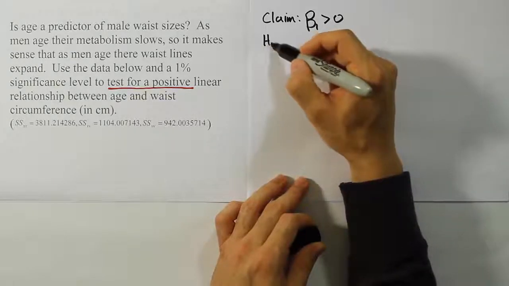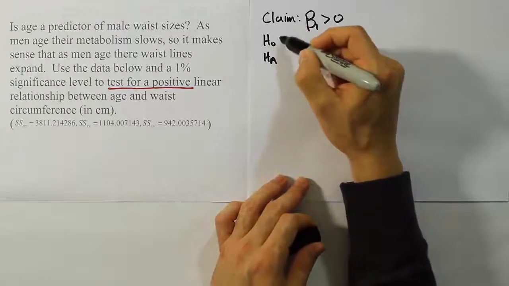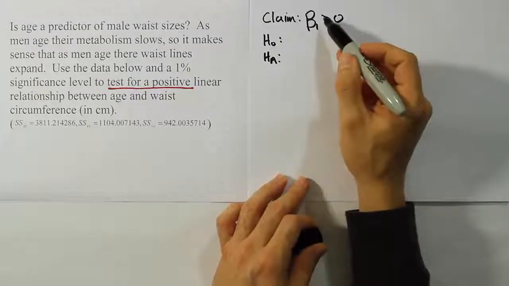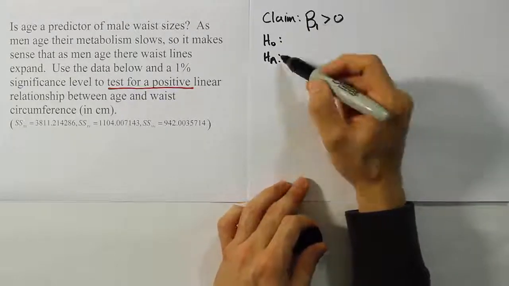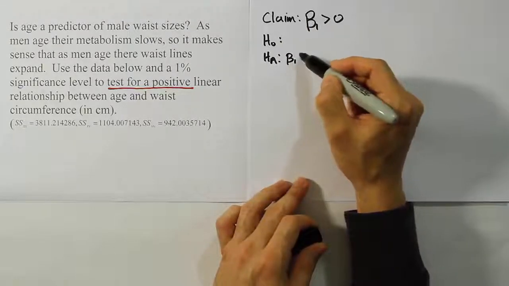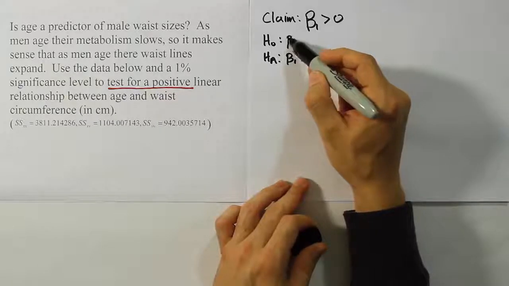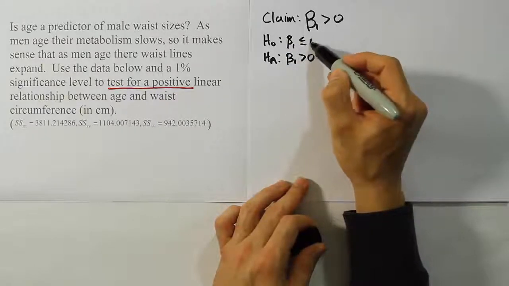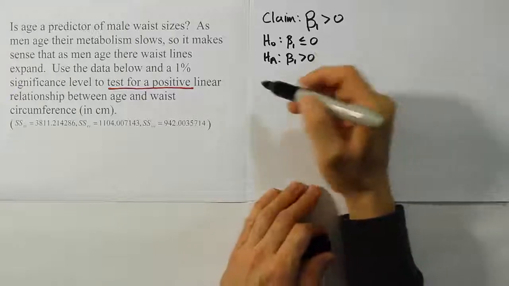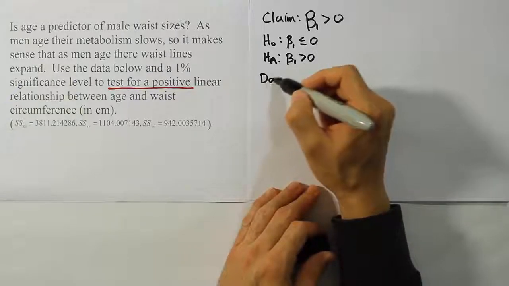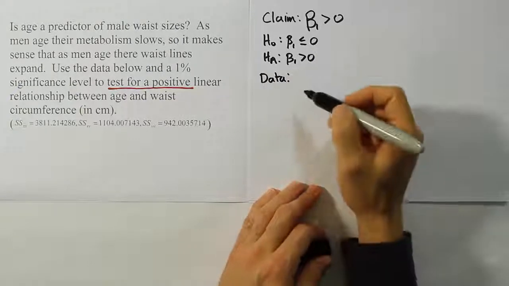Then from there, we're going to get H0 and HA. Now, looking at the fact that this is a greater than symbol, it's one of the HA symbols, so HA and the claim will be the same. H0 will, of course, be the opposite idea, less than or equal to 0. Then let's do our data step. Remember, this step is quite involved, but it's not too bad.